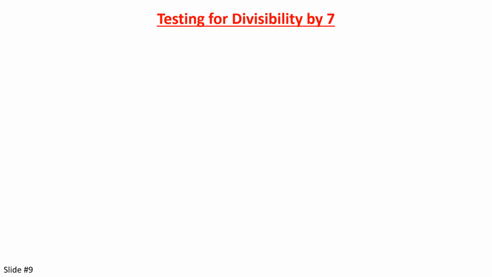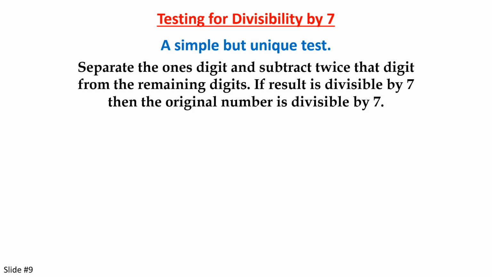Divisibility by 7. A simple but unique test. Separate the 1's digit and subtract twice that digit from the remaining digits. If the result is divisible by 7, then the original number is divisible by 7. What? Well, let's do an example. It's much easier when you see an example.